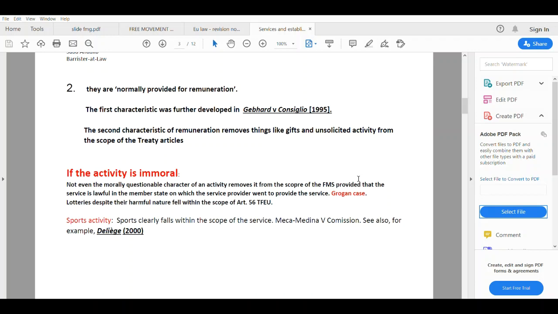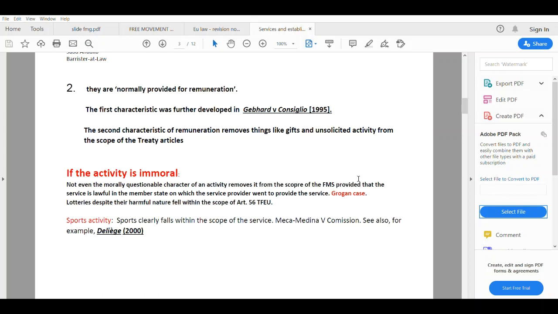Now we'll look at immoral activities. If the activity is immoral, then we should consider the case of Grogan. In that case, it was said that not even the morally questionable character of an activity removes it from the scope of free movement of services, provided that the service is lawful in the member state in which the service provider went to provide the services. By applying this principle, lotteries, despite their harmful nature, fall within the scope of Article 56 TFEU.